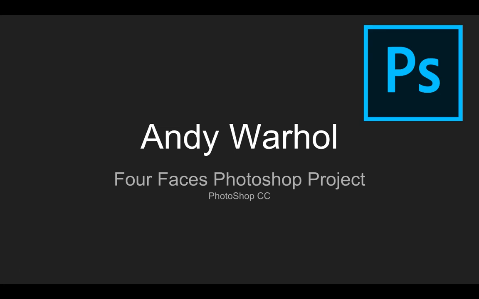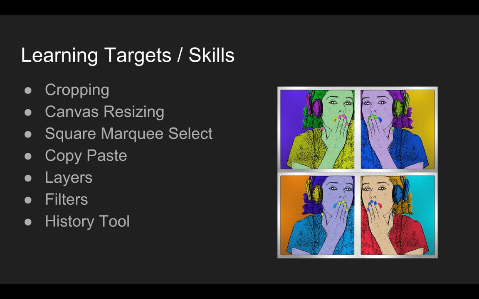Today we're going to be using Photoshop CC to create an Andy Warhol style Four Faces Photoshop project. The tools that you're going to use within this project are the cropping tool, the canvas resizing tool and how that's different than an image resizing, the square Marquee Select and some of the settings you can change on that, simple copy and paste, working with your layers, changing some filters on those layers, as well as having options with your history tool to undo anything that you need to undo.